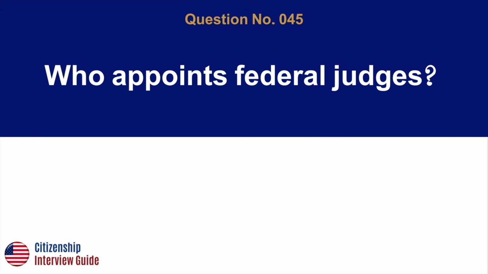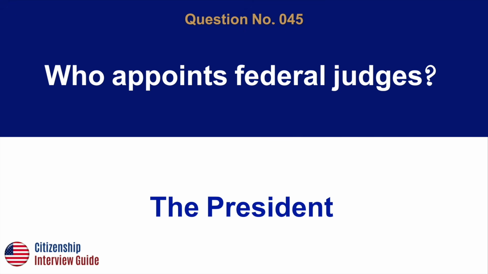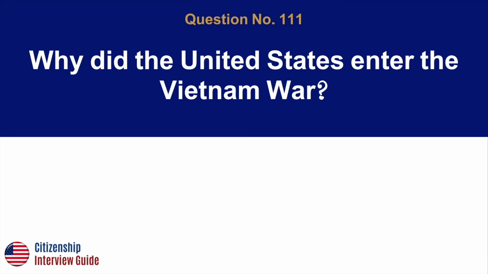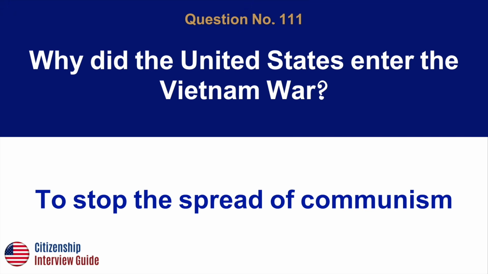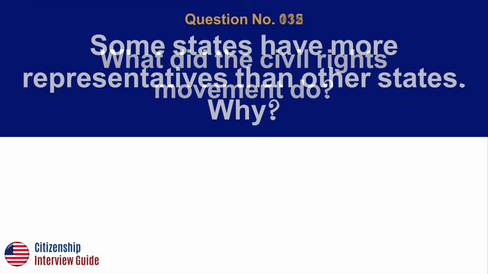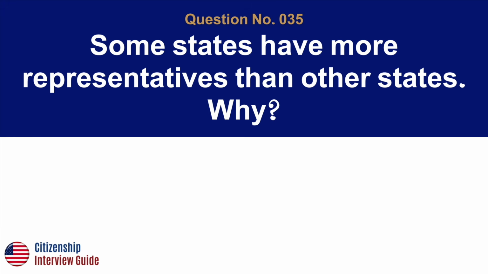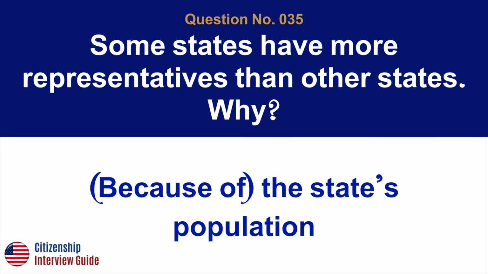Who appoints federal judges? The President. Why did the United States enter the Vietnam War? To stop the spread of communism. Some states have more representatives than other states. Why? Because of the state's population.